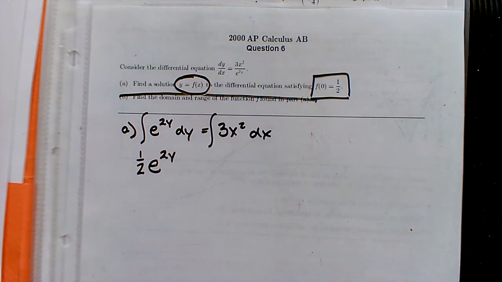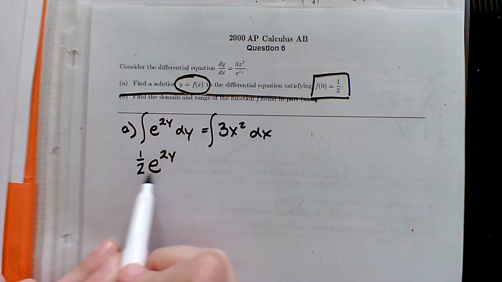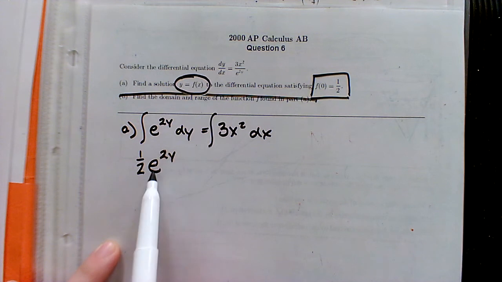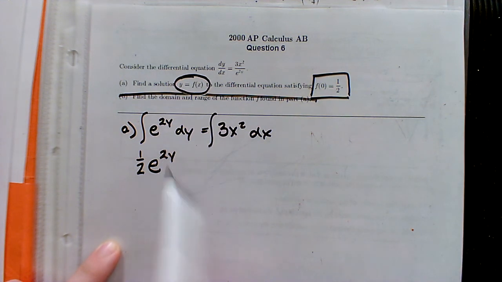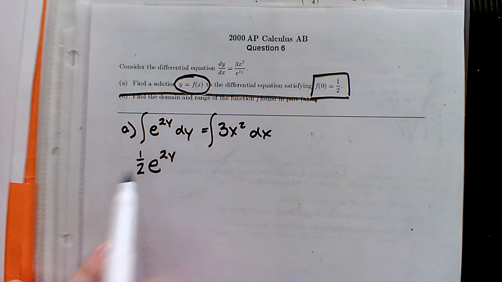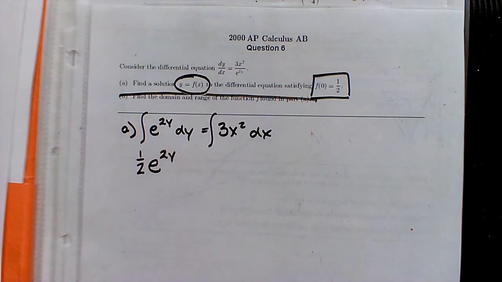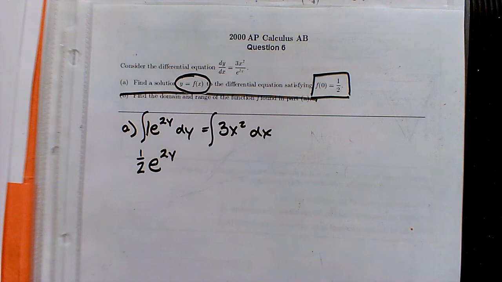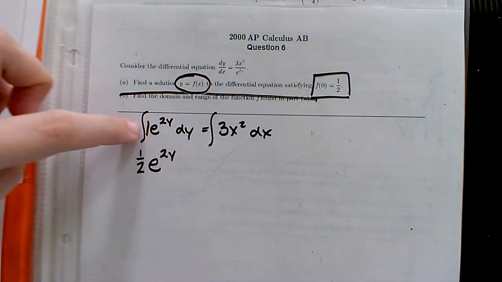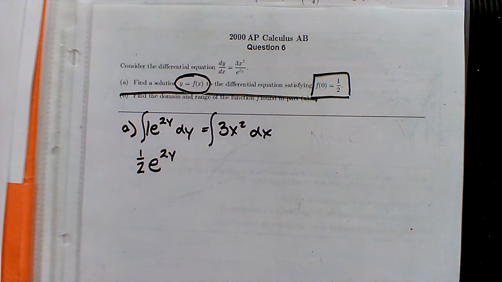If you wanted to check your work, take the derivative of this. The derivative of e to a power is e to the power, but times the derivative of that power, which would be 2. Since we have that 1/2 out front, that'll cancel out the multiplication of 2, and that's where that coefficient of 1 comes from. If you can't see that, though, how else could we have worked backwards from e to the 2y?